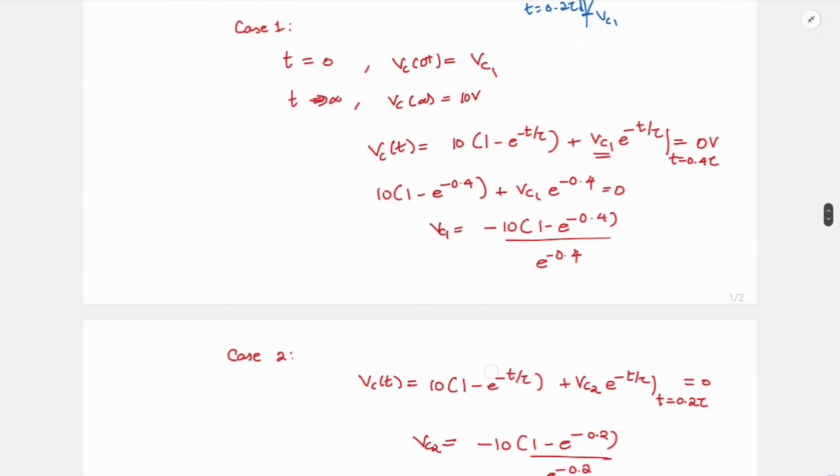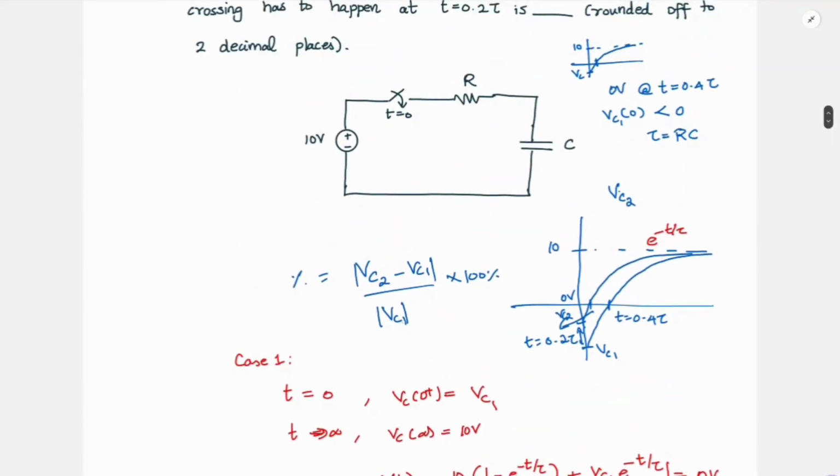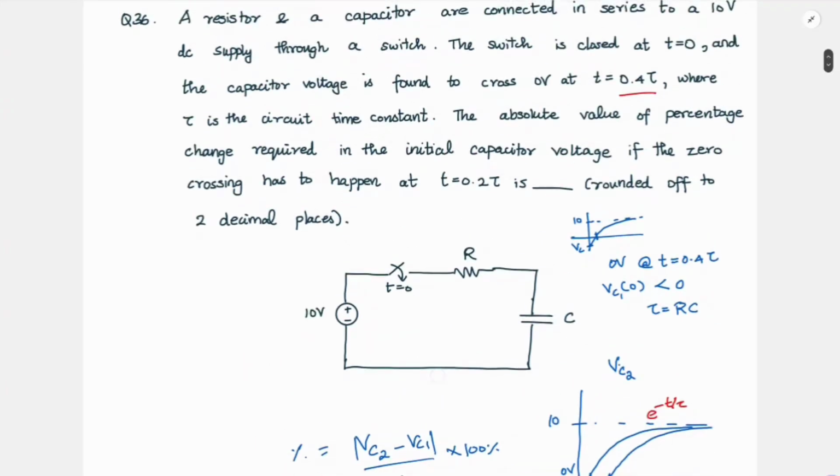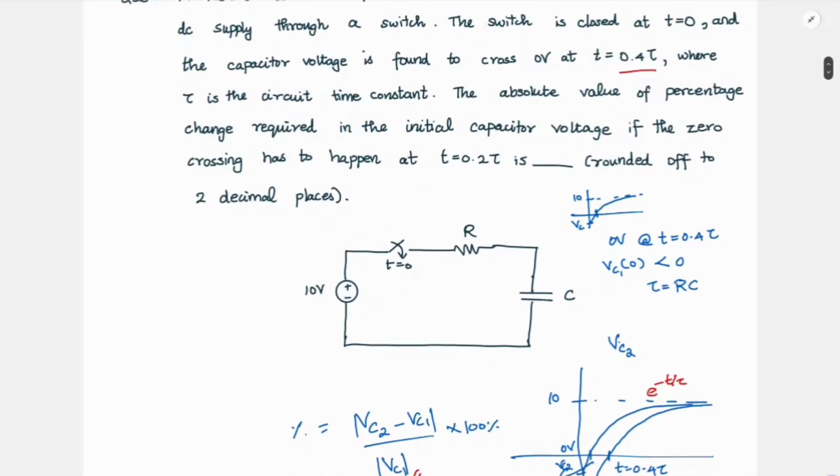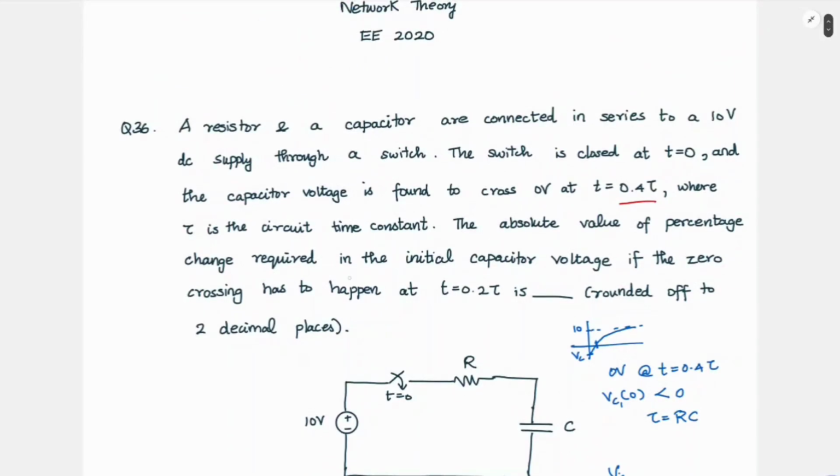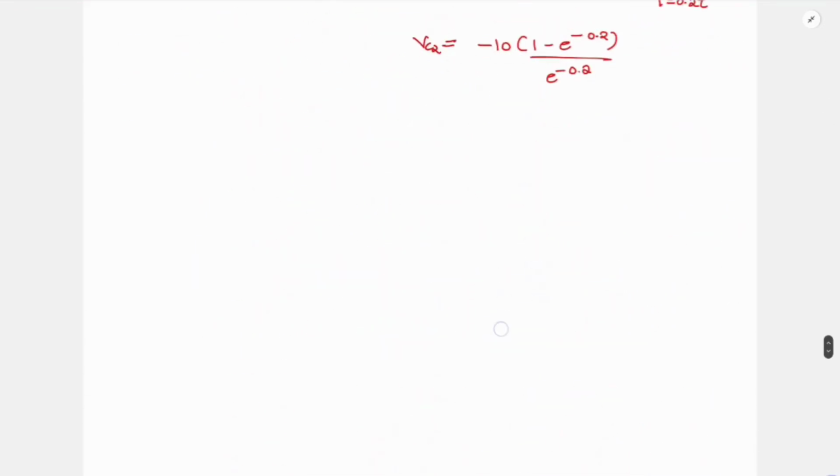So percentage change is nothing but we said VC2 minus VC1 by VC1 into 100%. So many people might have doubt about what should be the denominator. So the denominator should always be the one we are starting with. So here what did we start with? We started with the case for 0.4 tau. That is what they have given. So they are asking only with respect to that. So it should be VC1 here.